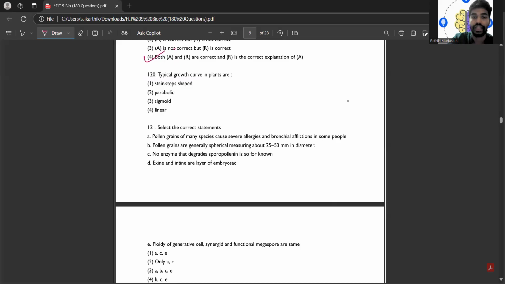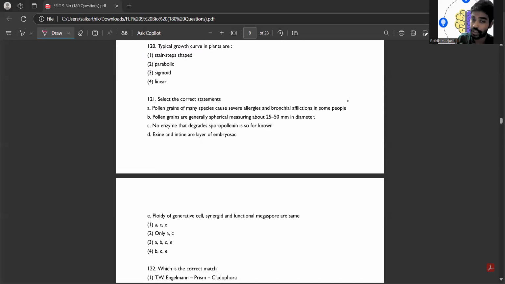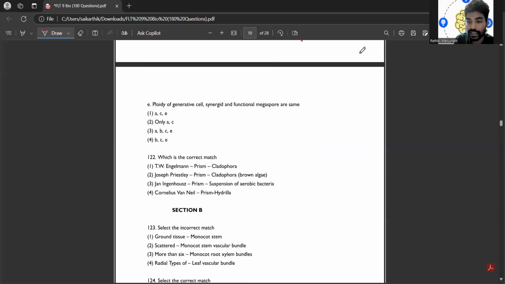Next 121. We need to select the correct statement here. The pollen grains of many species cause several allergies and bronchial afflictions in some people is correct. And the diameter, they are generally spherical, measures about 25 micrometres, is also correct. No enzymes that degrade sporopollenin are so far known is also correct. Exine and intine are layers of the embryo sac? They are not the layers of the embryo sac, rather they are the layers of the pollen grain.